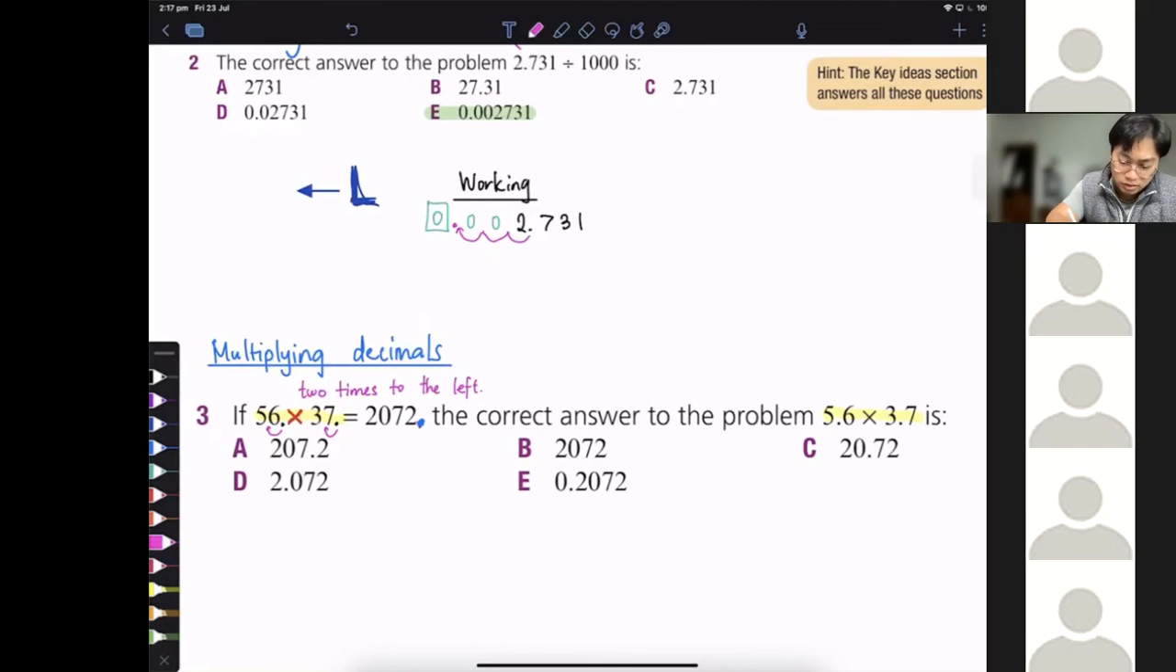Correct, Ahmed? So I go 1, 2. There's our decimal point. There is our answer. So which one's our answer, everyone? Can you please type it in the chat?